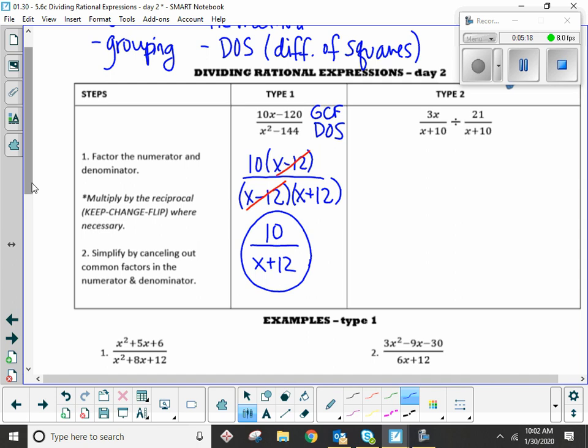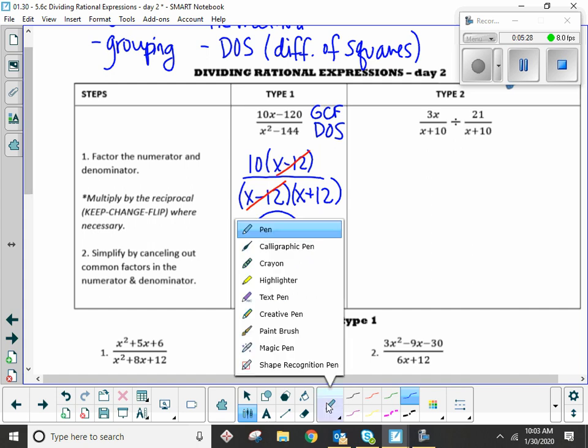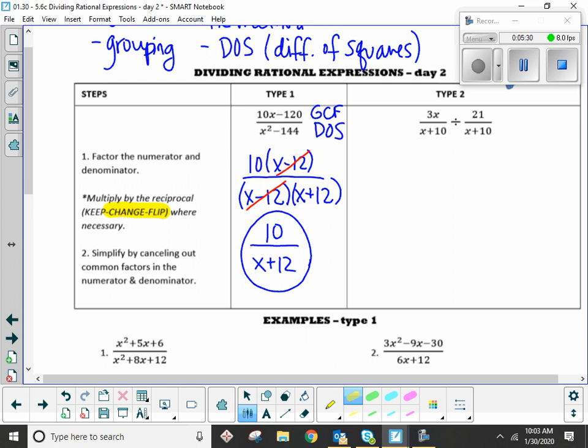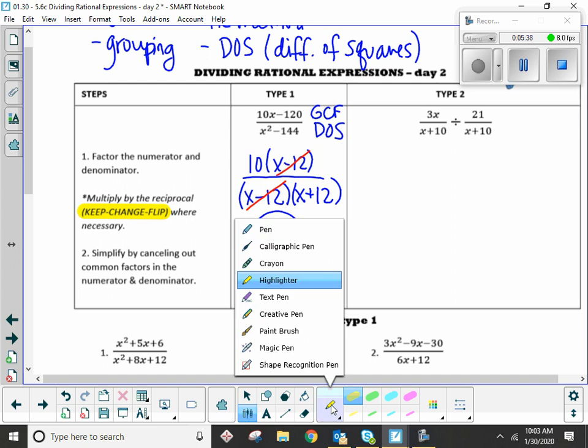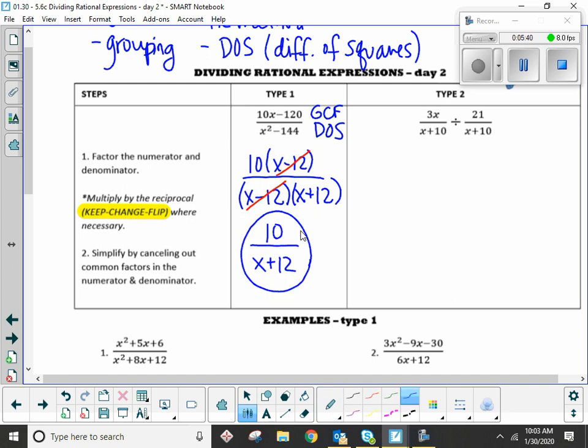Right here, I have a fraction divided by a fraction. Whenever you have that, you need to multiply by the reciprocal, but what's our shorthand thing to call that? KCF, right? Keep, change, flip. That means you keep the first fraction the same. What does the change part mean that you do? Change to multiply, and then you flip the second fraction.